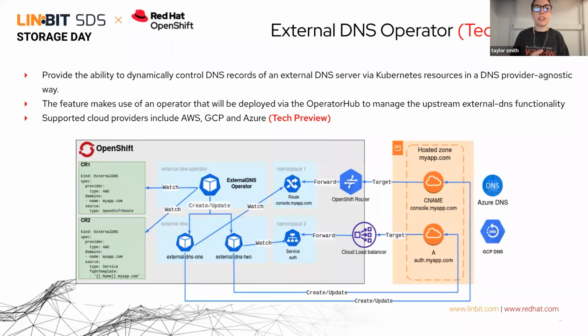So the next networking feature is the DNS operator, which is now in tech preview. Customers need the ability to dynamically control DNS records of an external DNS server via Kubernetes resources in a DNS provider agnostic way. So this operator manages the upstream external DNS functionality and is supported in AWS, GCP, and Azure. And for the tech preview phase, there are several manual steps that need to be followed per the docs prior to the operator being installed, just to make a note of that.